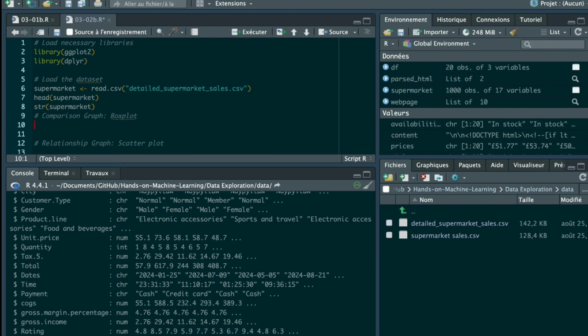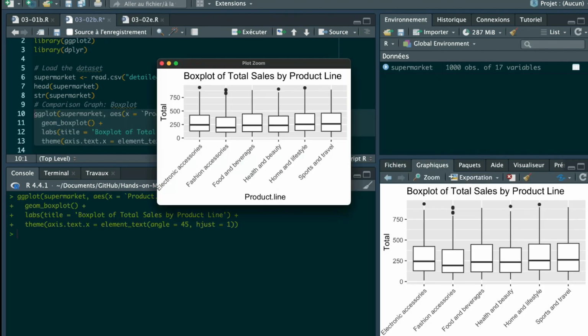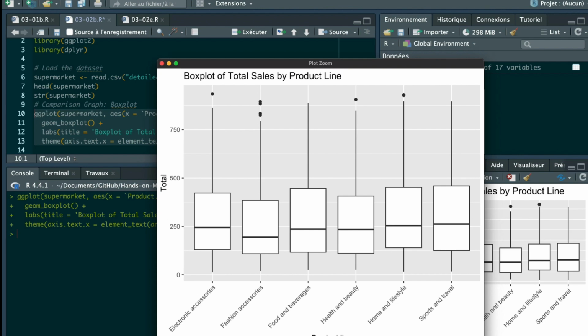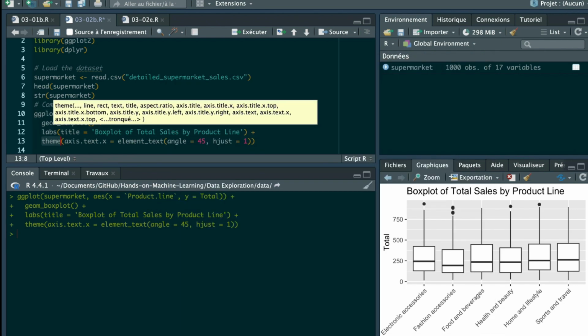Let's kick things off with a box plot, which is perfect for comparing the distribution of total sales across different product lines. Box plots allow us to quickly identify the median, range, and any outliers in our data. This box plot gives us a clear comparison of total sales among various product lines. The boxes represent the interquartile range, while the whiskers extend to show the rest of the distribution, excluding outliers. Notice how we use a theme to rotate the x-axis labels. This trick is super handy when your category names are too long and overlap.